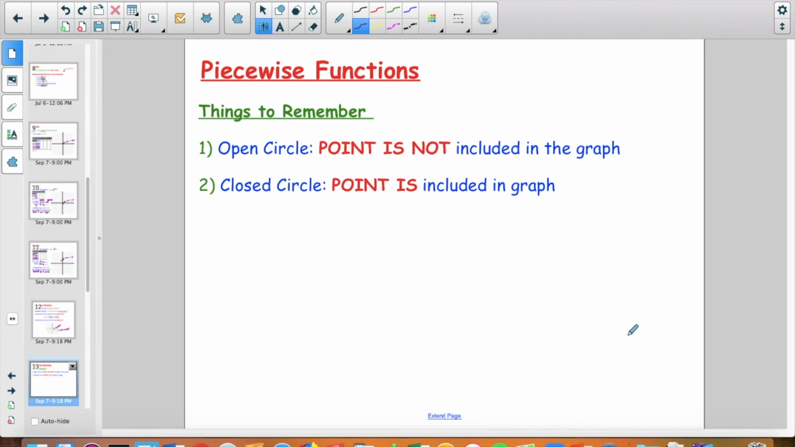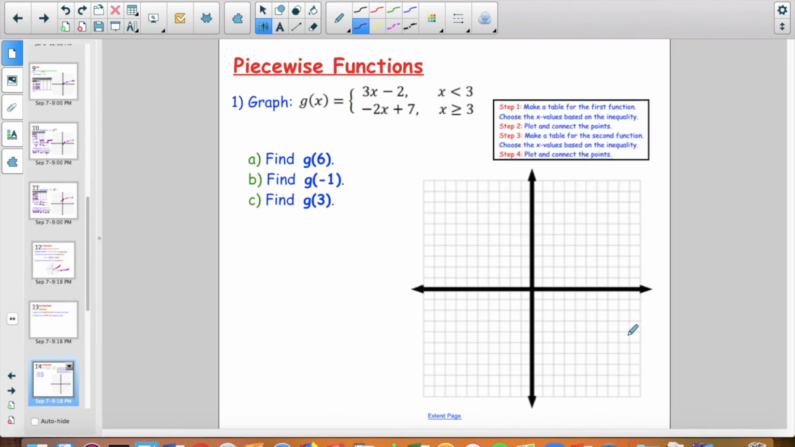So let's actually get to graphing these. To graph, we're going to make a table for each function. So we're first going to graph it. Don't worry about A, B, and C. We're going to make a table for both of these functions separately first. So here we're given two equations. I'm going to split it across the middle to show the two different ones. So here's the first, 3x minus 2. Now that happens when x is less than 3.